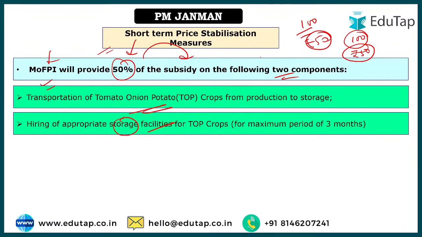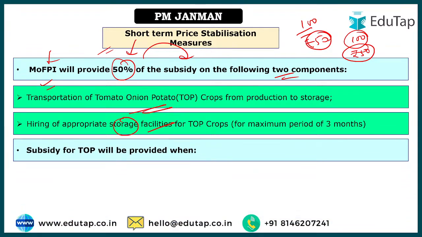Now if they start doing it for everything in every scenario, definitely it is going to be a huge loss maker for government, right? So that is why government has kept some conditions that only in such conditions the 50% subsidy will be provided. Now what is that condition? Now here it says top.